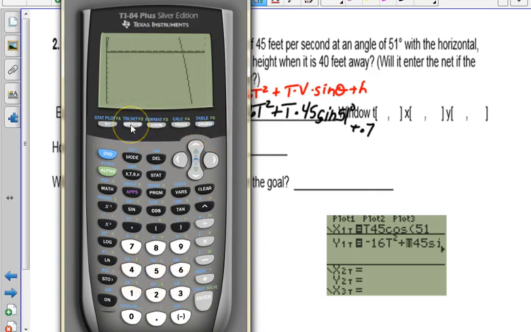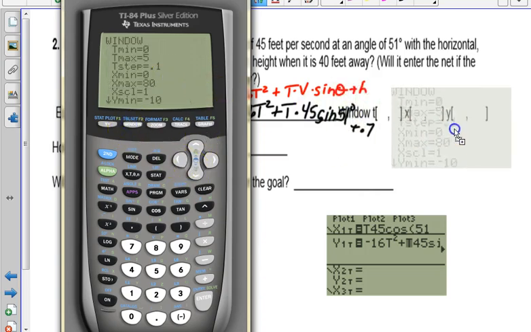Whoa, what did I do? Okay, just give me a second here. Oh, 3. All right, something like that. So here's my window-ish.